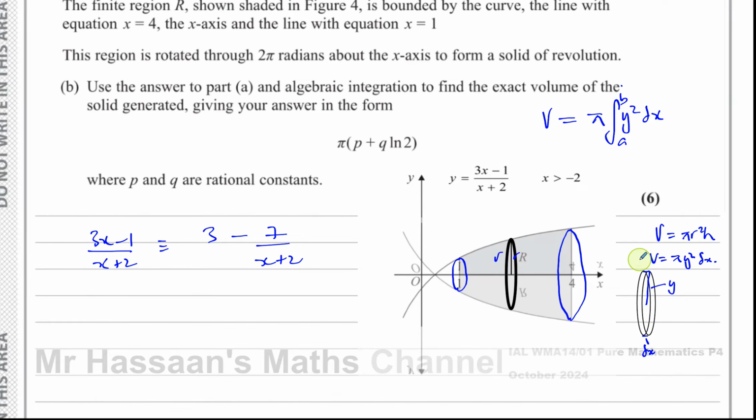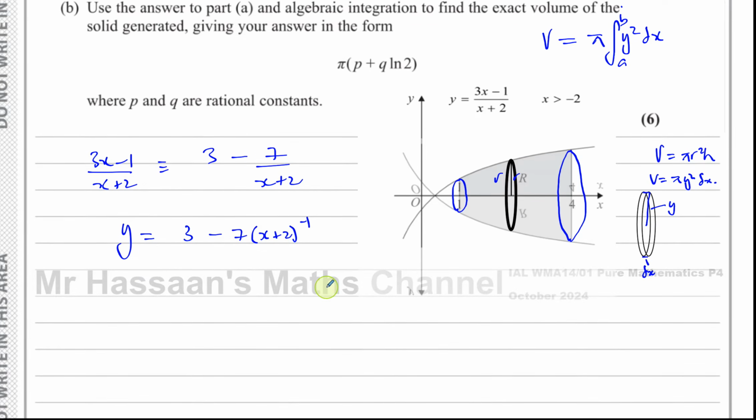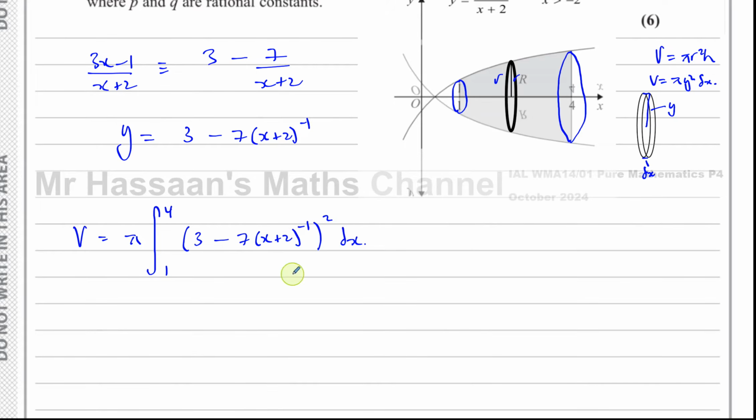So we know that y equals, in the form that they told us to use, 7 minus, I'll write this as (x plus 2) to the power of negative 1. And we've got to find the volume, which will be pi times the integral between the limits of 1 and 4 of this squared. So (3 minus 7(x plus 2)^(-1)), all of that has to be squared, pi y squared dx. Right, so we have to integrate what we have here.